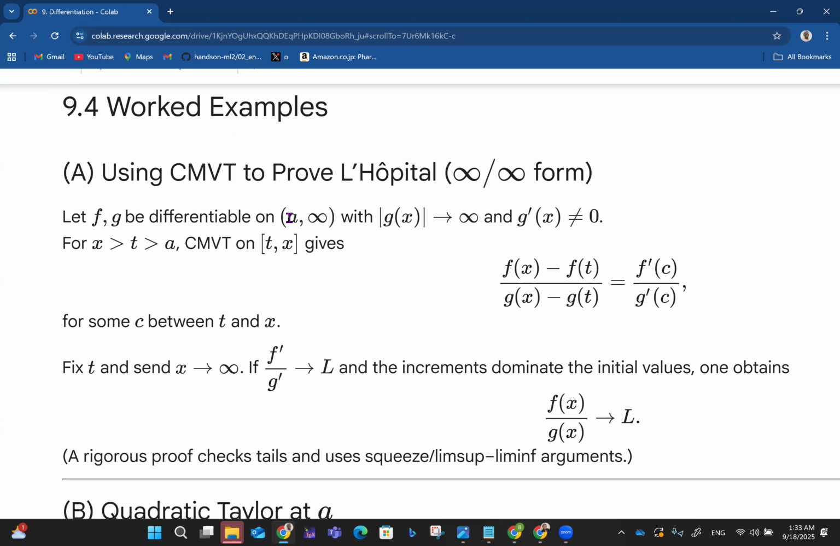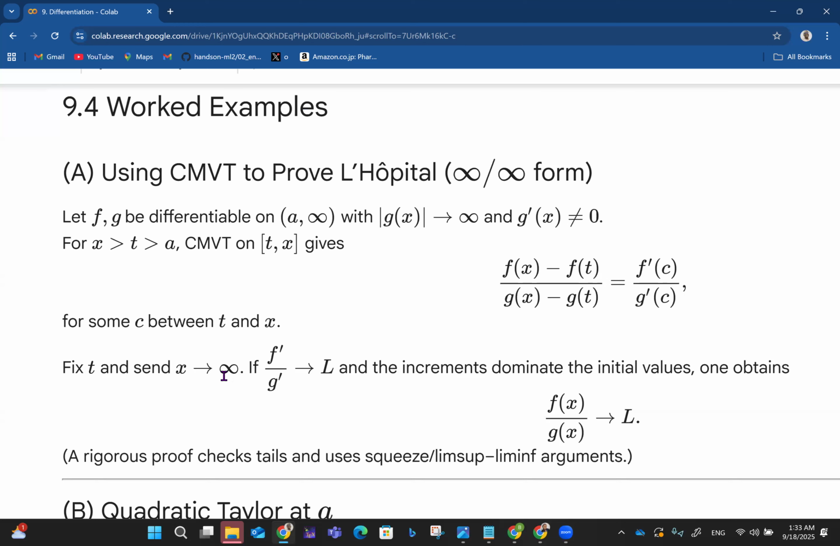So let f and g be differentiable on the open interval (a, infinity) with the absolute value of g(x) approaching infinity and g prime of x not equal to 0. Then for x greater than t greater than a, you have the Cauchy mean value theorem on the closed interval [t, x], giving (f(x) - f(t)) / (g(x) - g(t)) equals f prime of c over g prime of c for some c between t and x, that is.